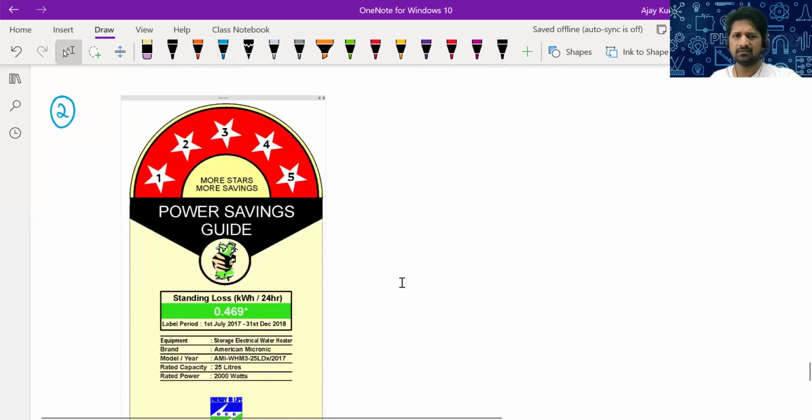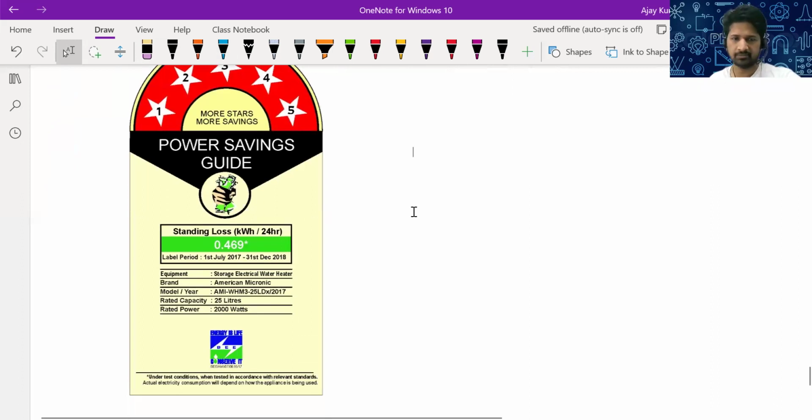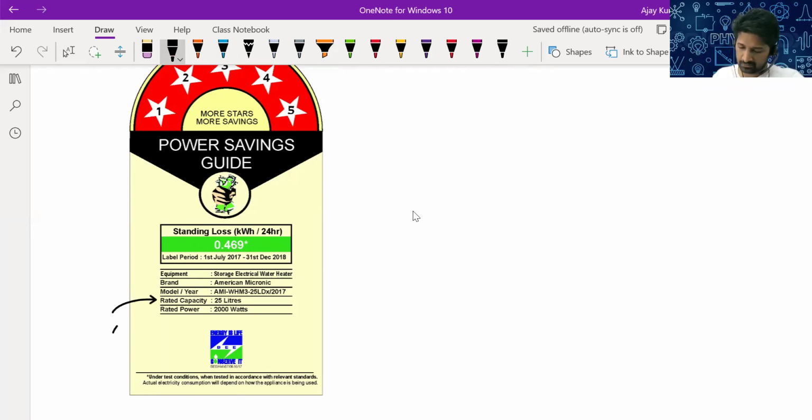Fine. So this is the power saving guide of a water heater. Now observe what is given here. Standing loss, that's the rate at which it loses heat. Let it be. Equipment, rated capacity 25 liters. What does this word rated capacity mean? Rated capacity, and below that you have rated power also.